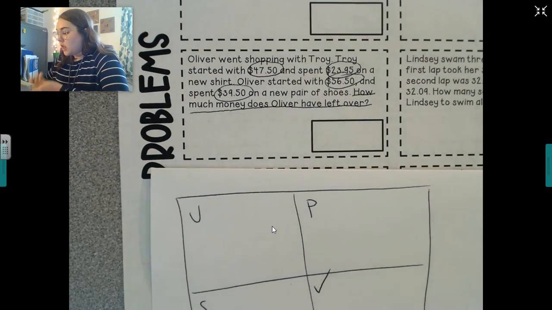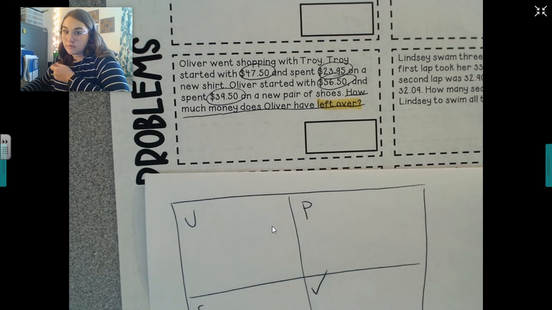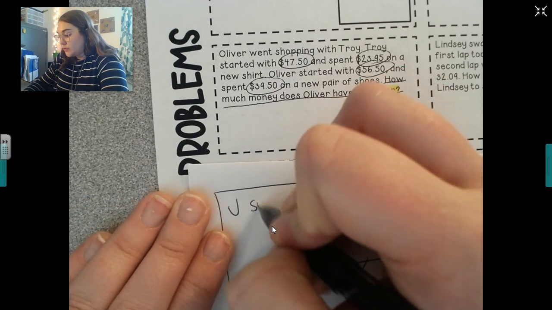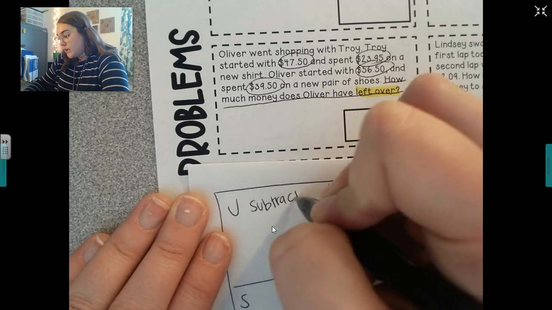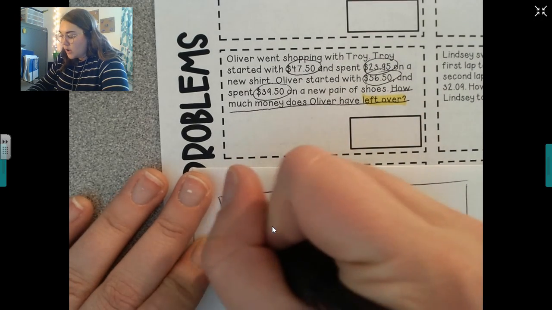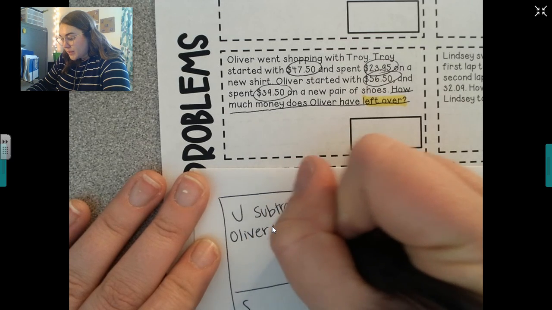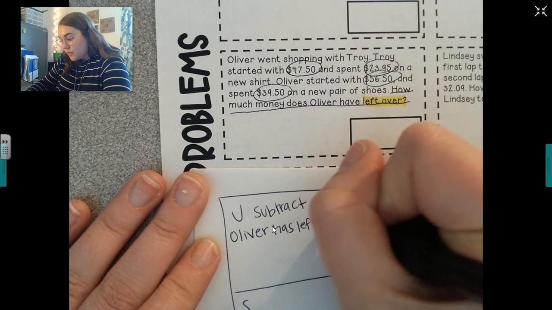So how much money does Oliver have left over? Left over should show you that somewhere we are going to be subtracting. So I know that I'm going to be subtracting somewhere. I'm going to make a note of that. But I'm going to read the question one more time. We want to know how much money Oliver has left over.